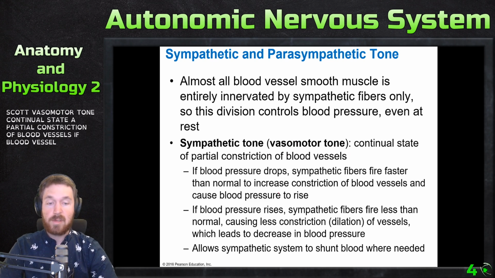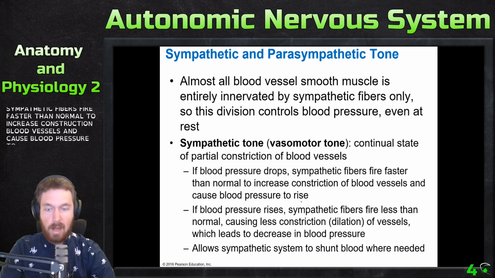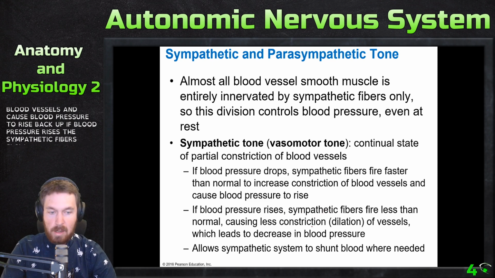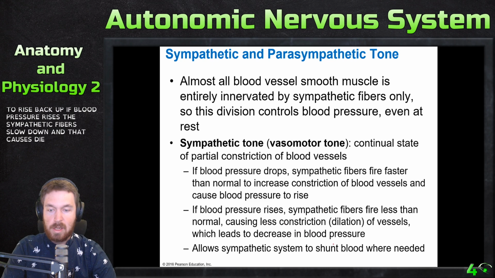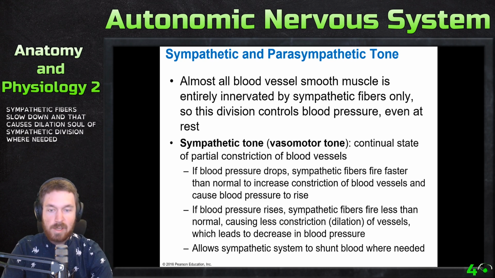If blood pressure drops, so you stand up too fast, sympathetic fibers fire faster than normal to increase constriction of blood vessels and cause blood pressure to rise back up. If blood pressure rises, the sympathetic fibers slow down, and that causes dilation. It allows the sympathetic division to shunt blood where needed, like to your skeletal muscles.